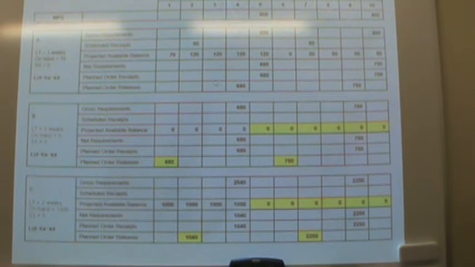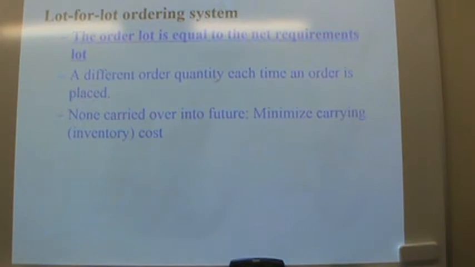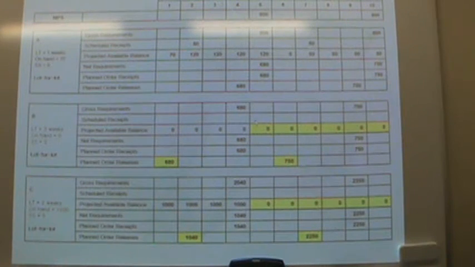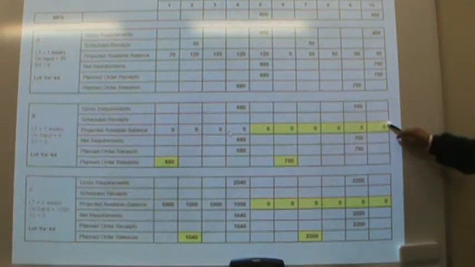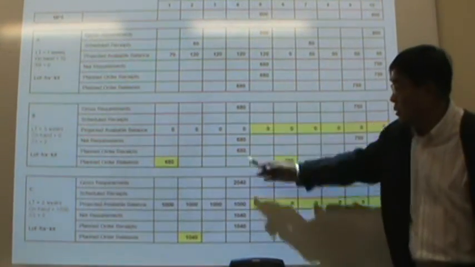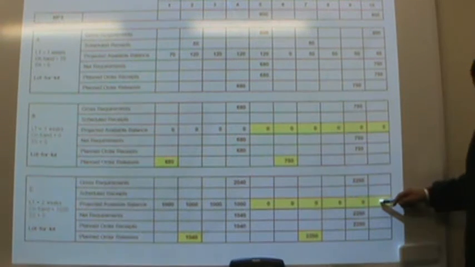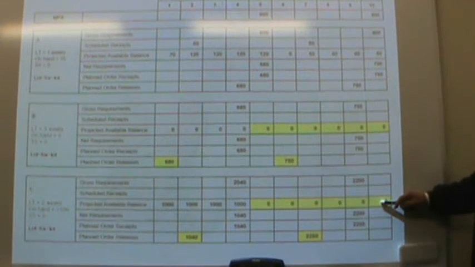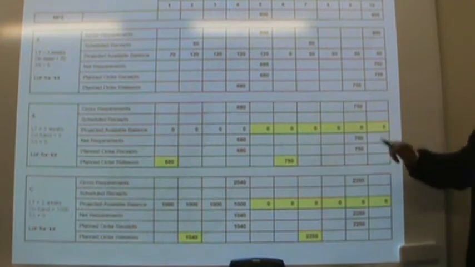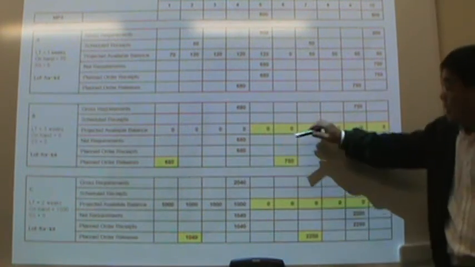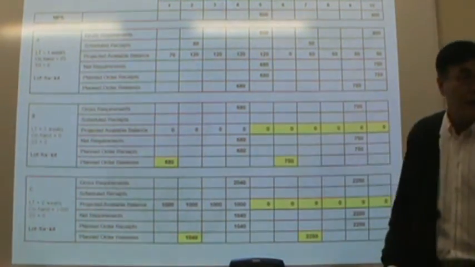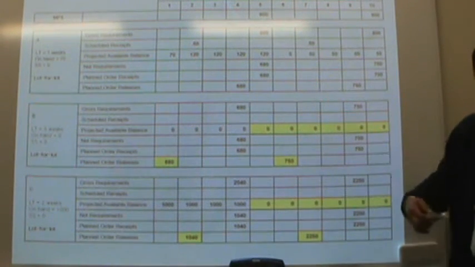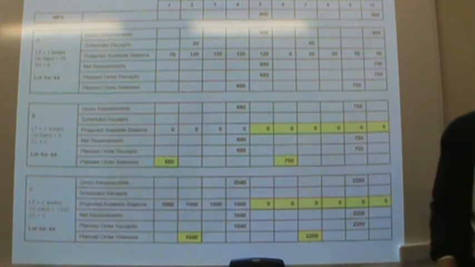Compared to that system, the lot-for-lot ordering system has no carryover, which minimizes carrying cost, the inventory cost. There is no inventory after use, so we can save inventory cost if we use lot for lot. But every time there is a different order size, and we must determine it every time.